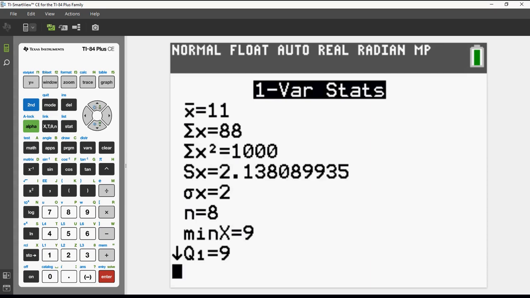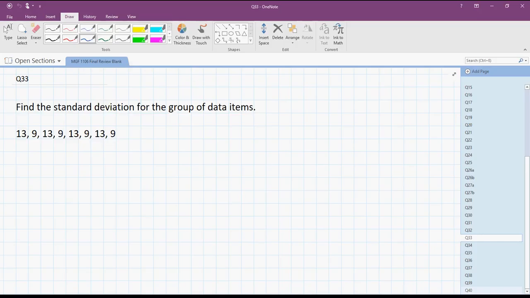2.14. Let the calculator do that work. Okay? We expect you to use a calculator. We do not expect you to do this by hand.